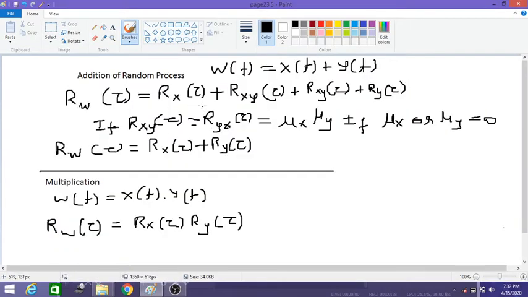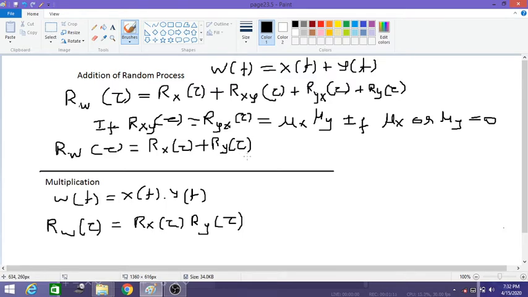From the previous tutorial, we have discussed the addition of random processes. If you add two random processes, what does it relate to in terms of its autocorrelation function? We obtained an equation: Rw of tau is equal to Rx of tau plus Rxy of tau plus Ryx of tau plus Ry of tau. The cross terms are nothing but the mean of x times the mean of y, because it results in a cross correlation, and if any of these means is equal to 0, then Rw of tau is equal to Rx of tau plus Ry of tau.